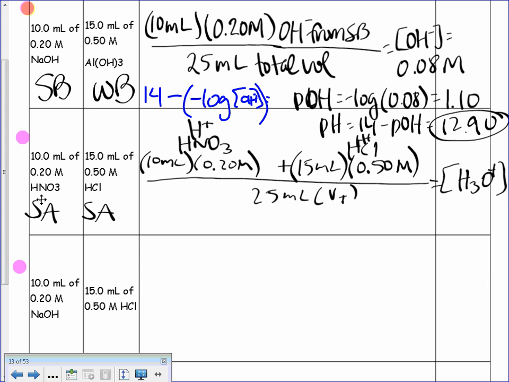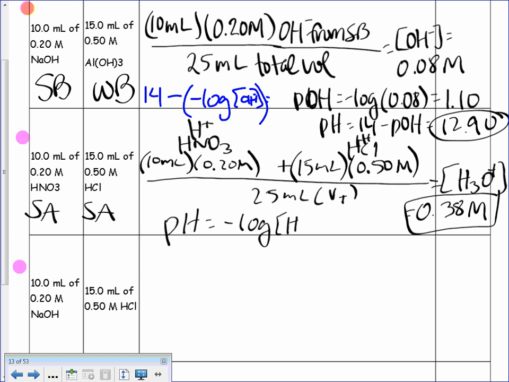Actually, yeah, I got it. I sometimes just go straight to the actual calculation. So 0.38 molar, 3.8 times 10 to the negative 1. No, sorry, pH is like 0.42. So negative log of the hydronium is 0.42 molar. I mean 0.42 for the pH. So that was strong. Last one.